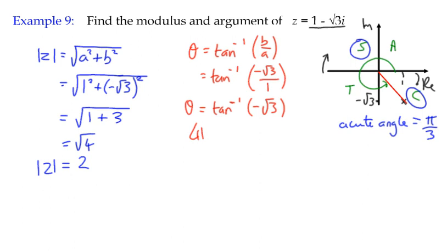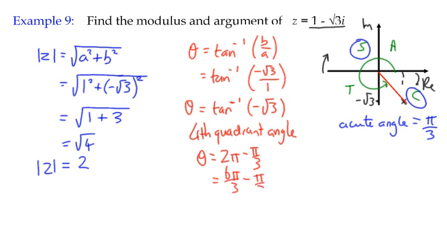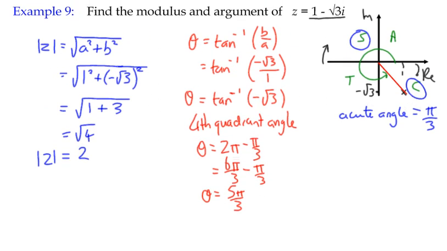So we write down fourth quadrant angle. So we only need to do one calculation, which is 2 pi minus pi over 3. We don't need to consider the second quadrant angle because we know it's not that. 2 pi is basically 6 pi over 3, depending on how you calculate your angles, and that becomes 5 pi over 3. So in this case, the modulus is 2 and the argument is 5 pi over 3.